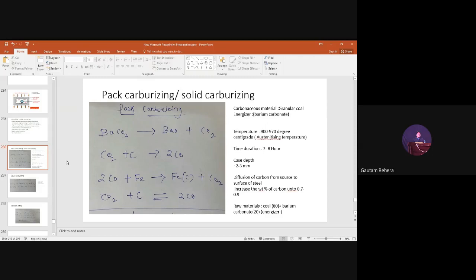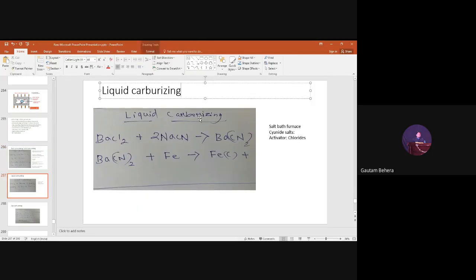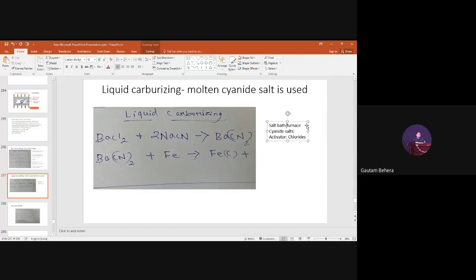Now we have another process called liquid carburizing, because I told you we are using a liquid source of carbon. That is basically a salt. Basically, we are using molten cyanide salt. Because this is molten, meaning liquid, and the source of carbon, it is liquid carburizing. Fine. So we have to use a salt bath furnace to keep the salt in molten state.